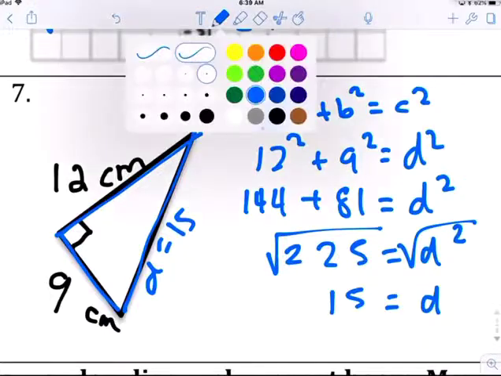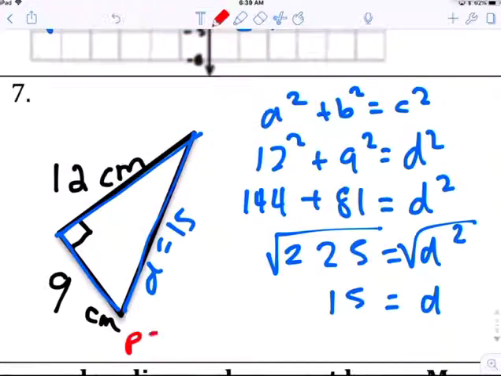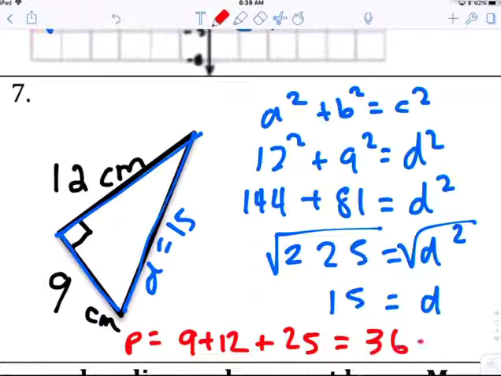Find perimeter. Perimeter equals 9 plus 12 plus 15, which is 36 centimeters. Got to put centimeters here too. Remember to label your units. It's very important.